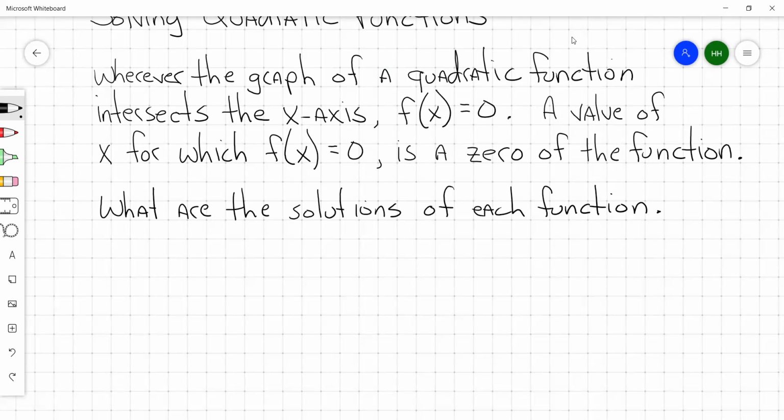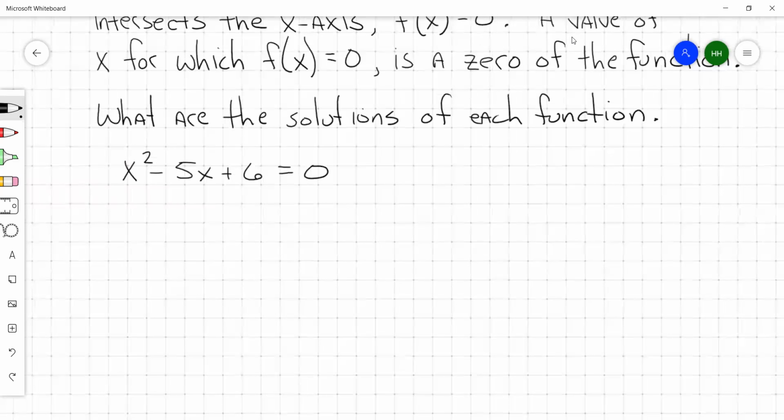So the second easiest way to find the solutions of a function, if we've got x squared minus 5x plus 6 equal to 0, is to factor the function. So what are the solutions of each function? Given this function, you can solve a quadratic by factoring. So you can take this trinomial and factor it the same way you did last week. And this would be x minus 6 and x plus 1.